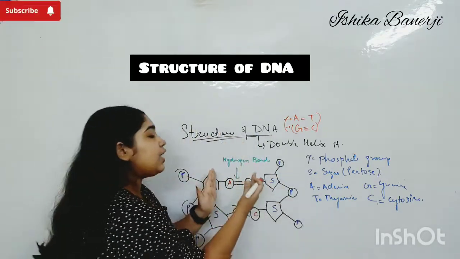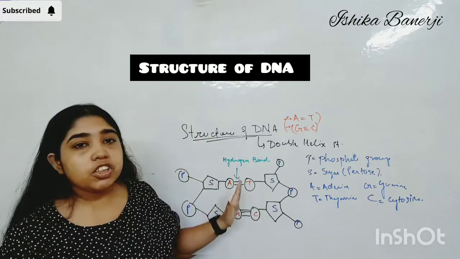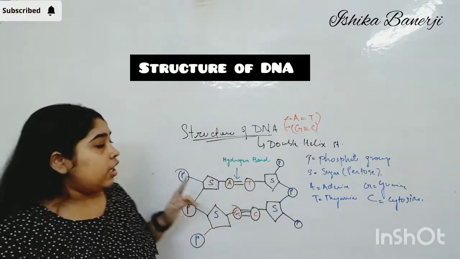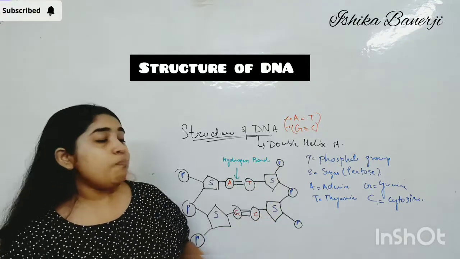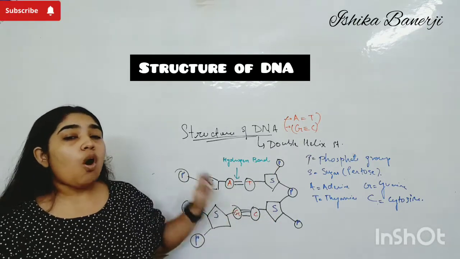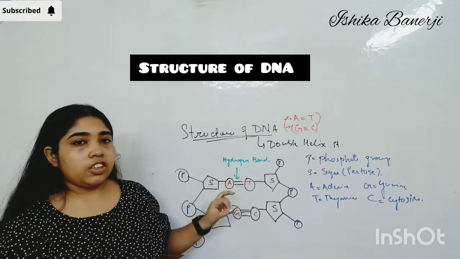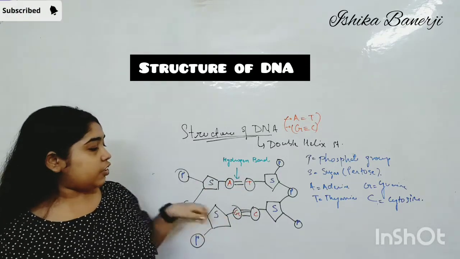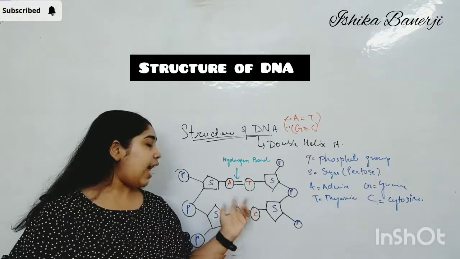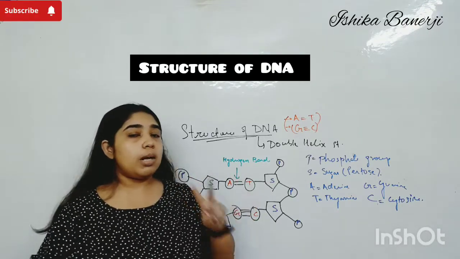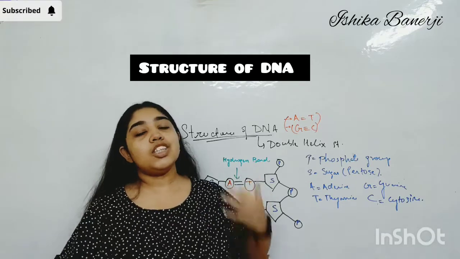So if somebody asks you what is the structure, I mean the backbone of DNA, your answer should be sugar and phosphate. Sugar and phosphate group are the backbone of your DNA structure. So the backbone of your DNA structure is sugar and phosphate. Nitrogenous bases are AT and GC. AT has got a double bond, GC has got a triple bond.